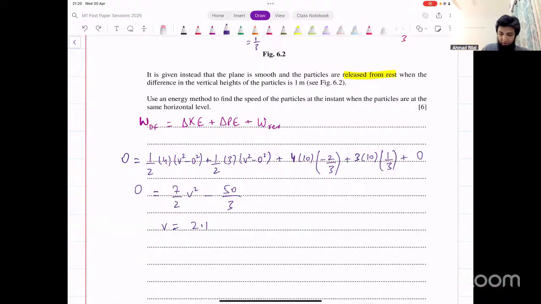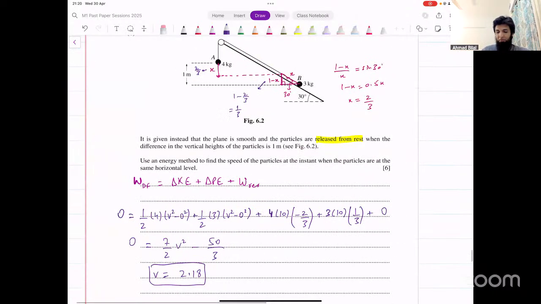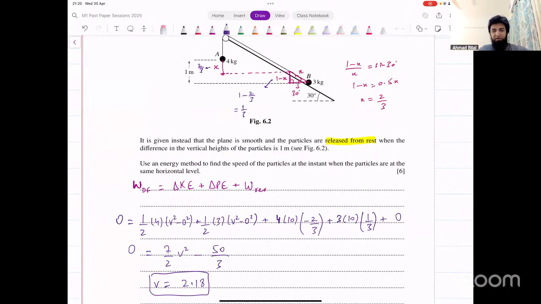Again, not that difficult. The difficult part is figuring out the change in height. I think that's the tricky part. That's what requires some thinking. But we've done multiple questions like this already now. So it should be something that you should be able to figure out relatively easily.